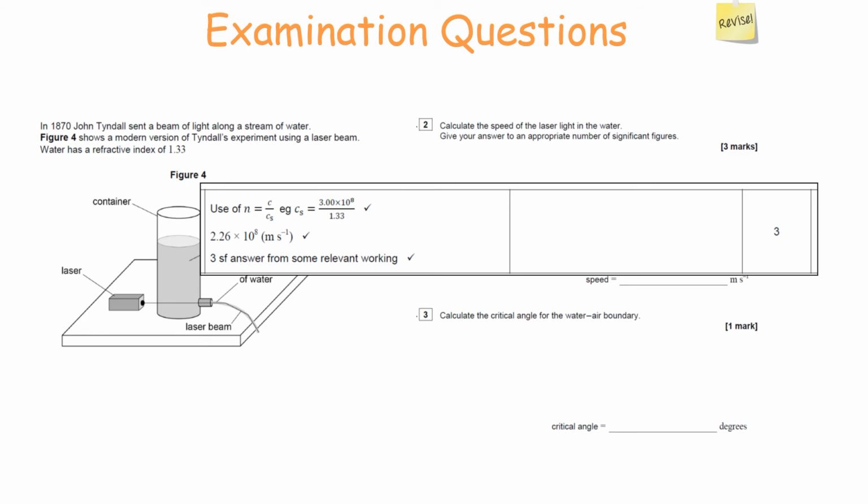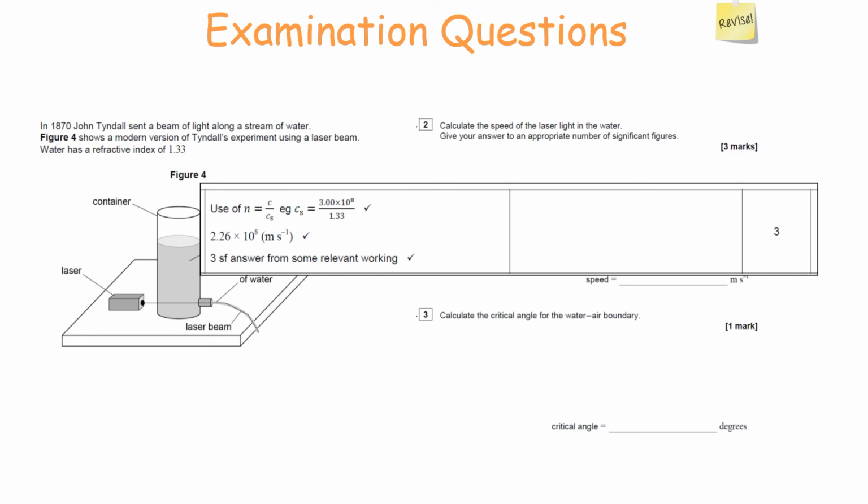So we're now going to work out our value, which is 2.26 times 10 to the 8, and we give it to 3 significant figures. Why 3 significant figures? Because the information we've been given in the question, the refractive index, was also given to 3 significant figures. Let's have a look at the next question.